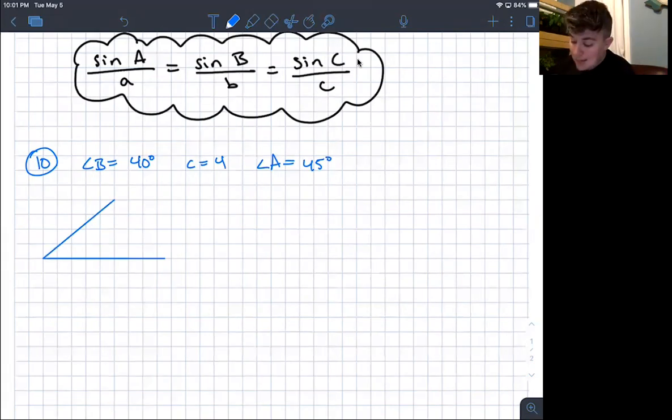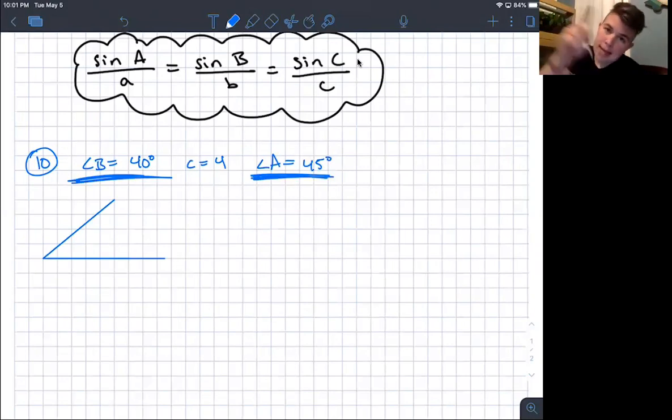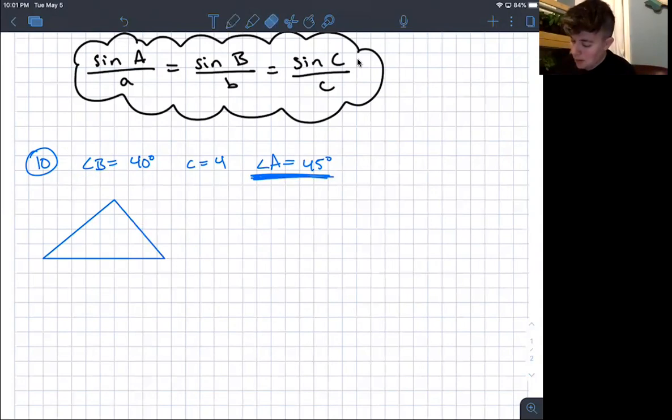Now I can see here that I have two angles given, right? So I know that it's not an ambiguous case, because an ambiguous case, remember, is ASS or SSA. So I need two sides for the ambiguous case, but I have two angles given here. So I know this is not an ambiguous case. So I'll be able to say with confidence, I only have one solution to work toward here.